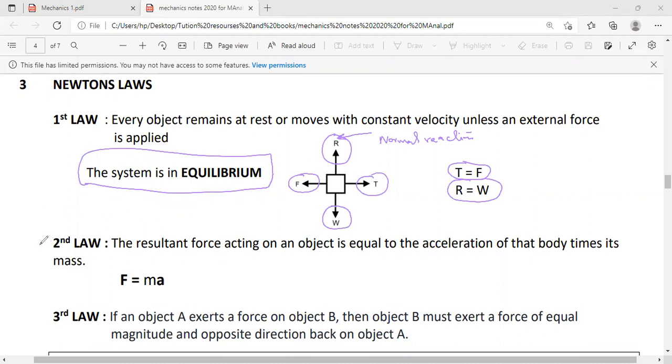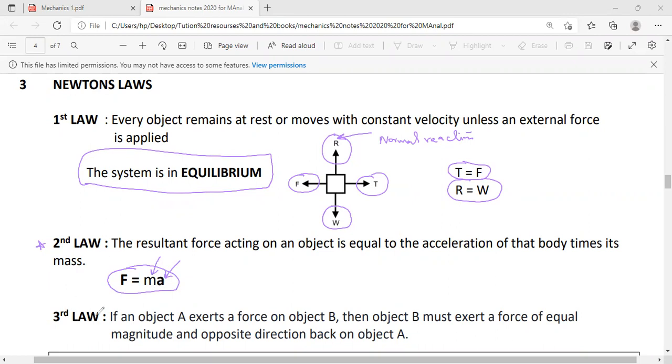Right, sir. Now, after that, the second law. What does the second law say? The second law says F is equal to ma. Force is basically the product of mass and acceleration. This is a very basic definition of force. But we will apply this definition whenever we talk about how composite forces or multiple forces are acting. Any question related to this?